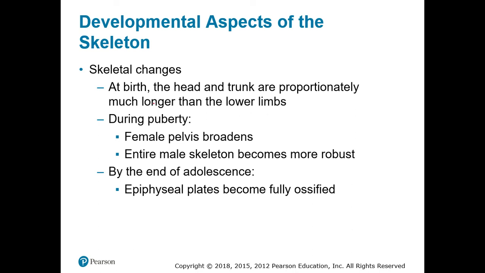Other skeletal changes: at birth, the head and the trunk are proportionally much longer than the lower limbs, but during puberty, females' pelvis broadens. The reason they broaden is to allow for childbirth. That's usually when you hit puberty and you are able to give birth. And the male skeleton usually becomes a little bit more robust or filled out. By the end of adolescence, we did talk about this, epiphyseal plates usually become solidified and they become epiphyseal lines when they ossify.